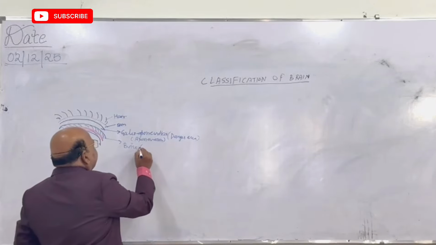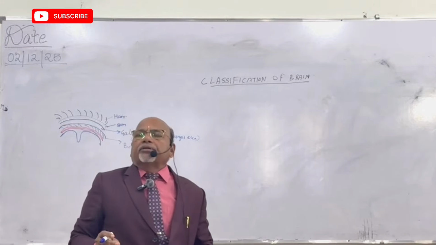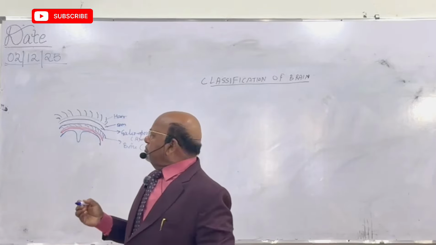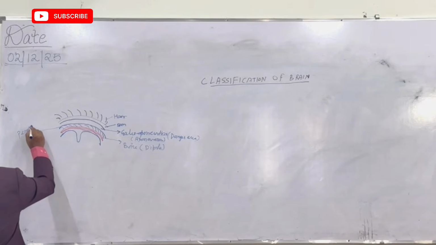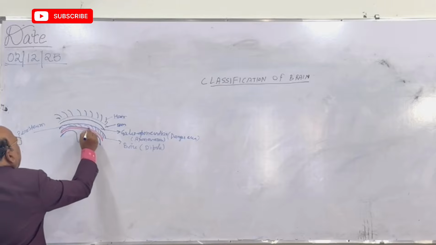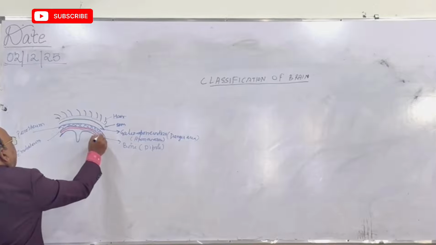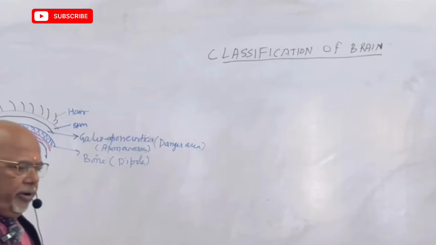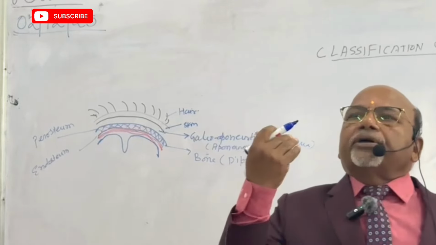The bone is a flat bone, and it is diploic in nature. The outer surface is called the periosteum, and the inner surface is called the endosteum. This is the diploic porous bone. Outside are the hair, skin, and galea aponeurotica. These are the components outside of the cranium.